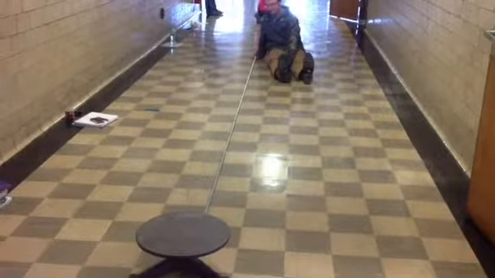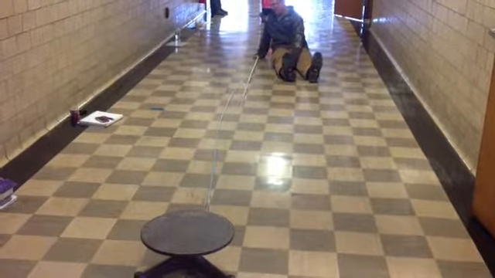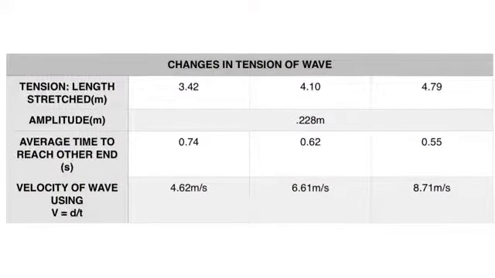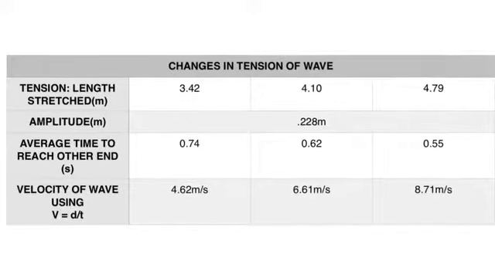The third time, we stretched the spring 4.79 meters, and the wave's resulting velocity was 8.71 meters per second. Based on this, we conclude that the greater the tension, the faster the wave.